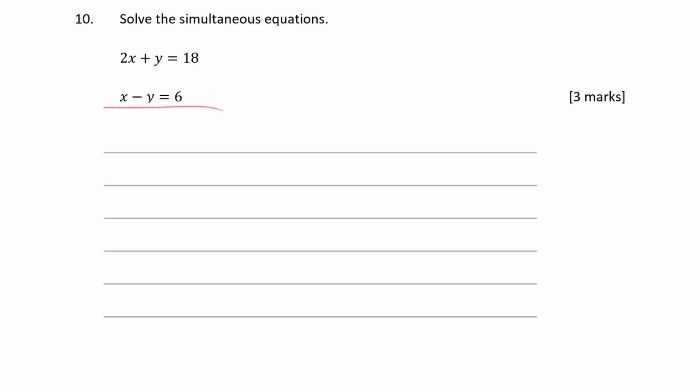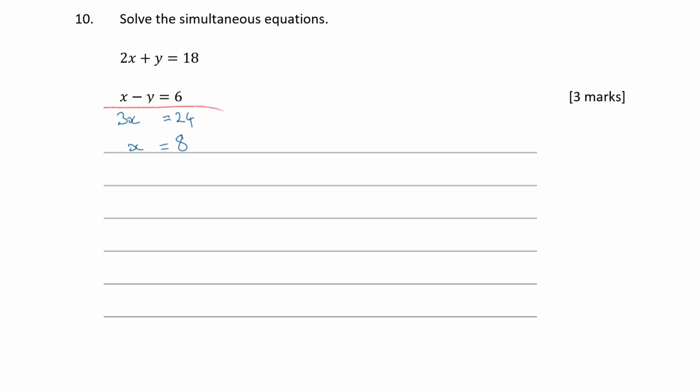So what is 2x plus x? It's 3x. What is y plus negative y? They're going to cancel each other out. And what is 18 plus 6? It's 24. So I've got 3x is equal to 24. That means that x must be equal to 24 divided by 3, which is 8.